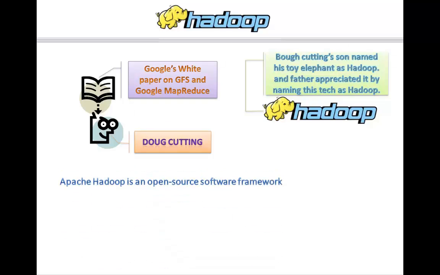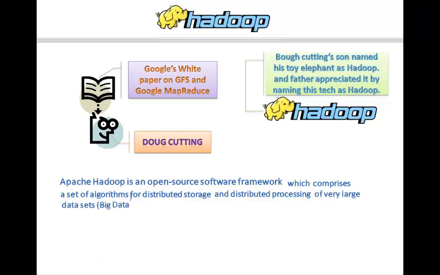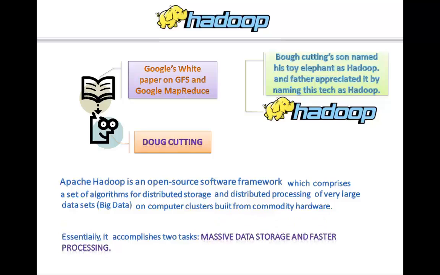It's an open source framework. That means public contributors are developing it, and it's comprised of algorithms and subprograms which are used for distributed storage. It means it works on multiple storage hardware simultaneously. And distributed processing, that is processing the distributed storage all at the same time. It works on large data sets, that is big data, on a computer cluster, that is several computers connected to form a group, or commodity hardware. In a broader way, it has two functions, massive storage and faster processing.